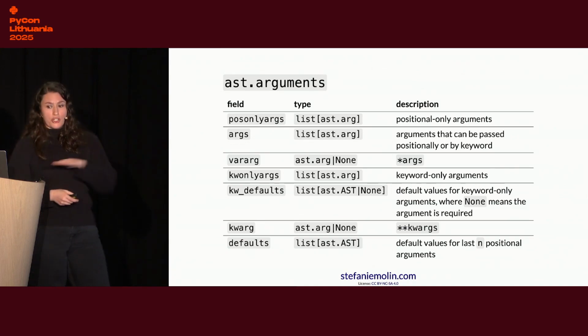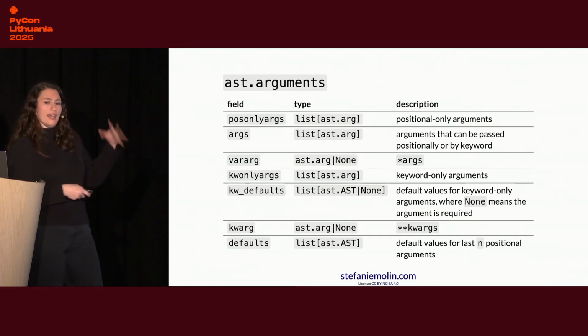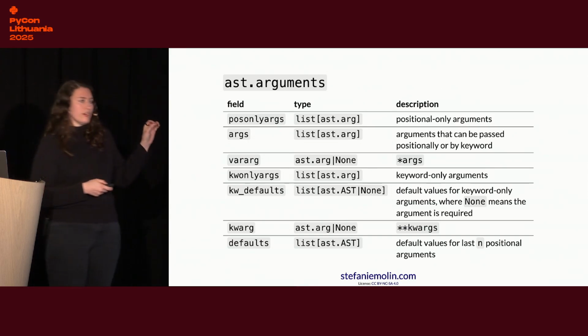So those are the positional arguments. And then the next group we have is our keyword-only arguments, KW-only args. The same type here is a list of arguments. We have the defaults, KW defaults, for this. So these two are tied together. And you'll notice that this is a list, so it's the same size as KW only args.